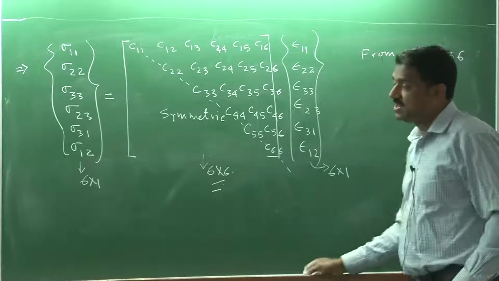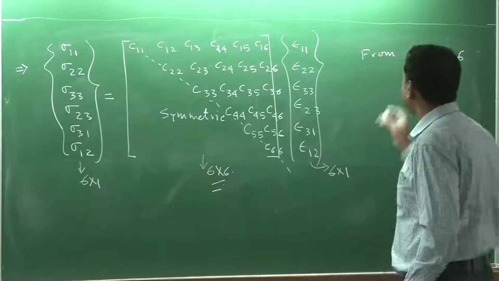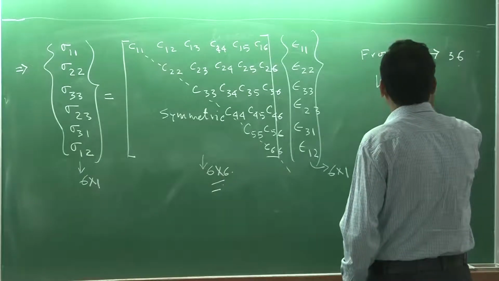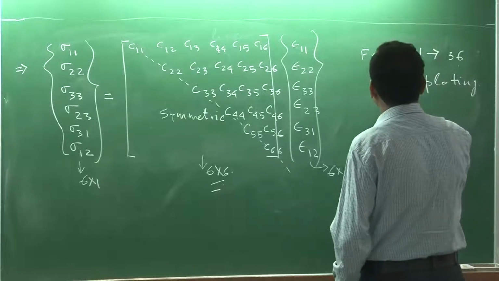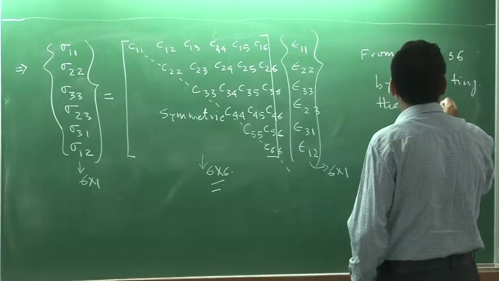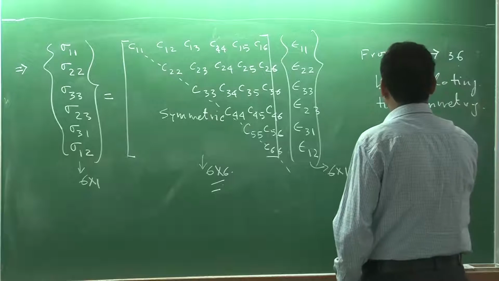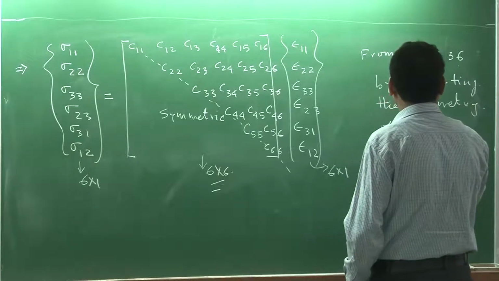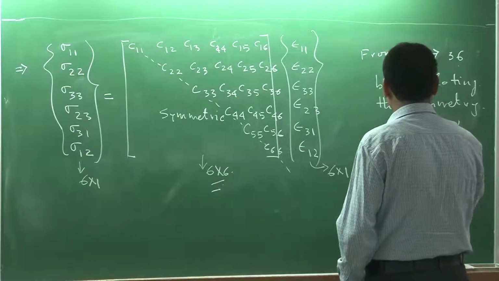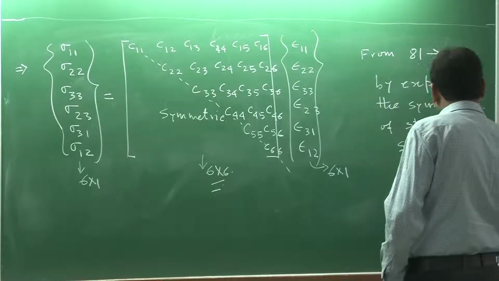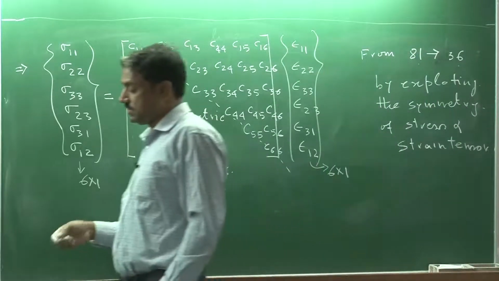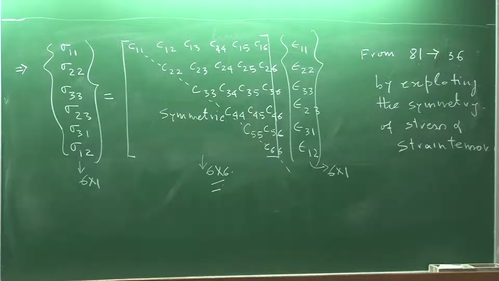So, the first reduction is by exploiting the symmetry of the stress and strain tensor, right. Do you see that? From 81 to 36 we can do that. Okay. Now, there is one more thing.